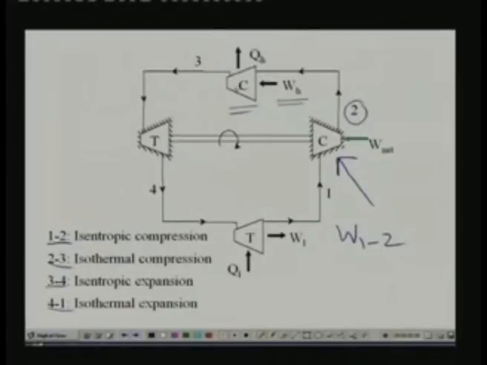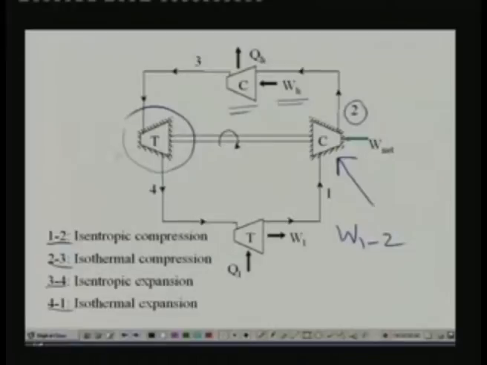Since its temperature has to remain constant, obviously there must be some heat transfer, and if you are applying the steady flow energy equation, you can easily show that the work input should be the same as the heat transfer rate, so that your temperature remains constant for the ideal gas. Okay. And process 3 to 4 is taking place in an isentropic turbine.